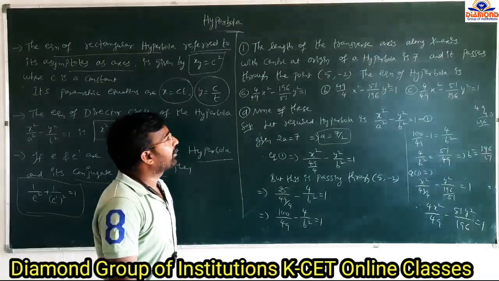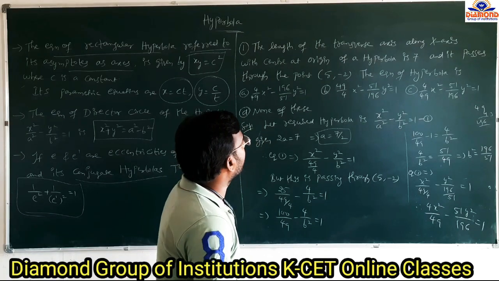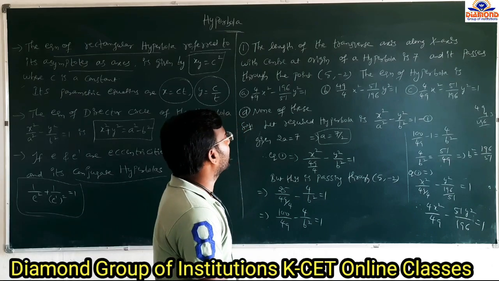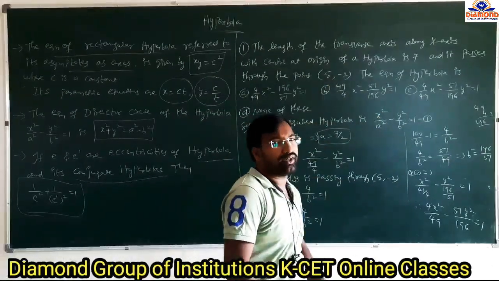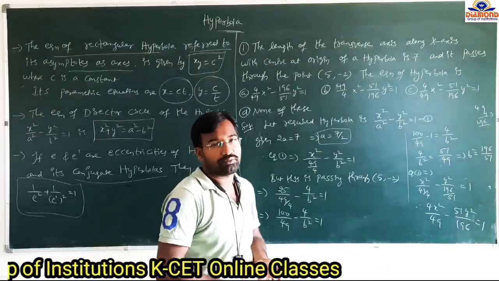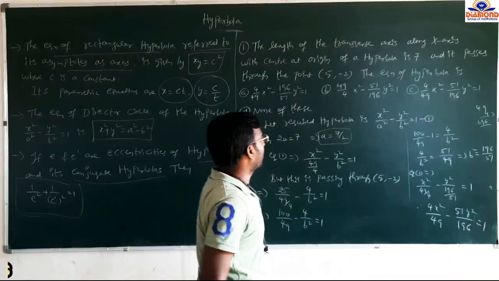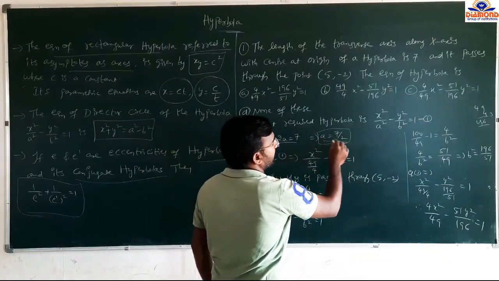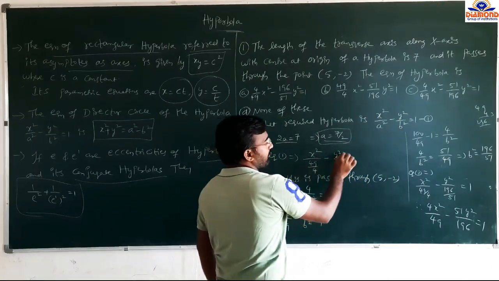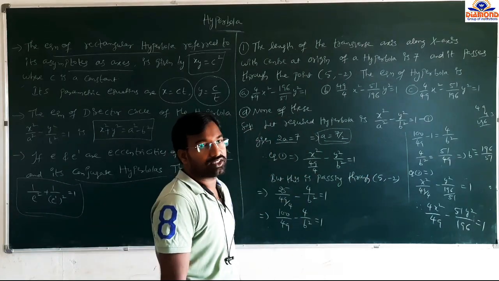So here in the problem, the length of transverse axis is given, 2a equal to 7, and the passing point is given, (5, minus 2). You have to find the equation of the hyperbola. Generally we take the standard form of the equation of hyperbola, x square by a square minus y square by b square equal to 1. So given 2a equal to 7, so a equal to 7 by 2. Substitute here, what you get: x square by 49 by 4 minus y square by b square equal to 1. Here the unknown value is b.